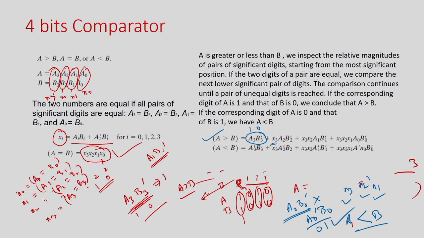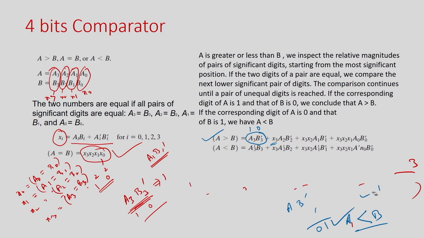So, if X3 is true, then what should I check? Whether I have this A2, B2 bar, right? So, this will tell me that your second bit of A is greater than the second bit of B. Right. So, this will check this. This will only be checked when this is equal, right? That is given by this X3, right?